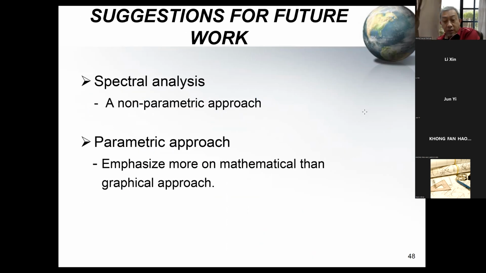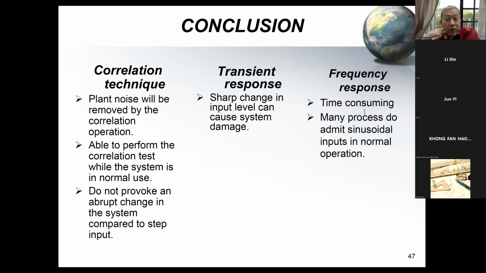Then the conclusion of this is, for correlation techniques, plant noise will be removed by the correlation operation. That is definitely a very good approach. We can remove the plant noise and are able to perform the correlation test while the system is in normal use. We can still apply correlation even though the process is on. And correlation technique does not provoke an abrupt change in the system compared to step input. But for step input, of course, you have to shut down everything, because a sharp change in the input level can cause system damage. So that is the disadvantage.